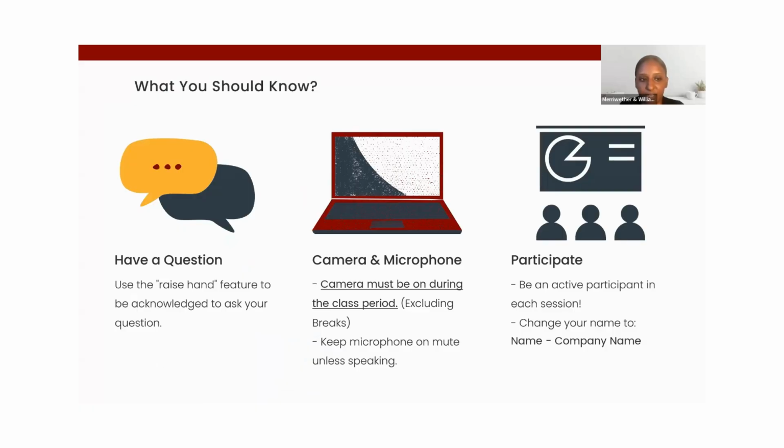To review the participation requirements, if you have a question, please use the raise your hand feature to be acknowledged or ask your question. You can also put your questions in the chat if that's more convenient. Please have your cameras on during the session. We want this to be as engaging and as interactive as possible. So if you're able to, please keep your cameras on. Please put your microphone on mute unless you're speaking, but please try to have your cameras on so we can all have it be a classroom setting.